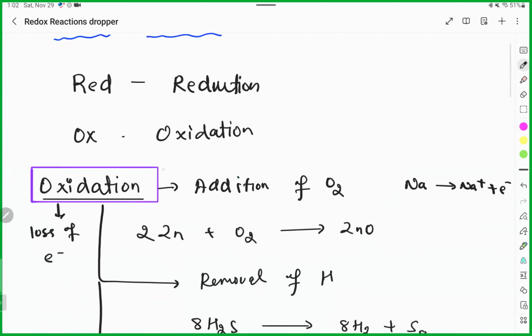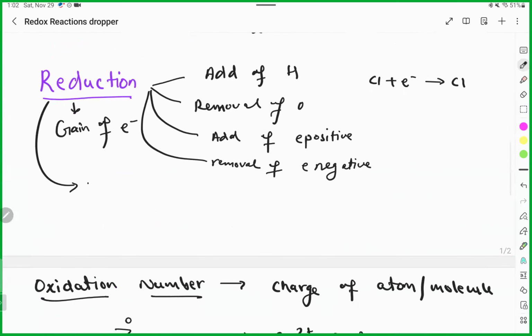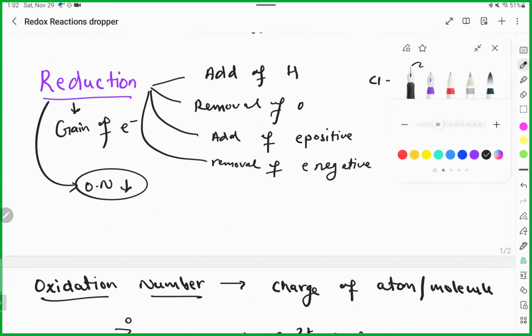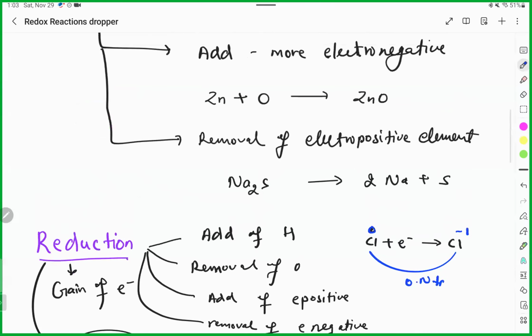So according to this oxidation number rule, in case of oxidation, there will be an increase in oxidation number, and here the oxidation number will decrease. Best example, let's see here. Chlorine has zero charge but here chlorine has -1. So what is happening? Oxidation number is reducing. Correct? Here sodium has positive charge, and here sodium zero. It is reducing. So what is this? Reduction.